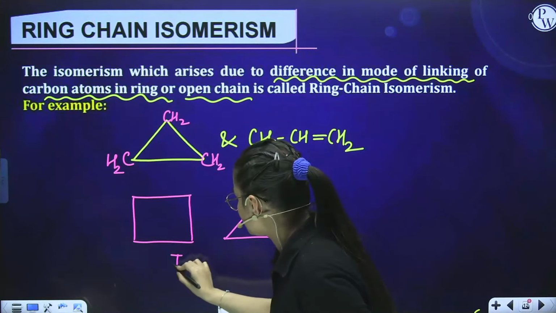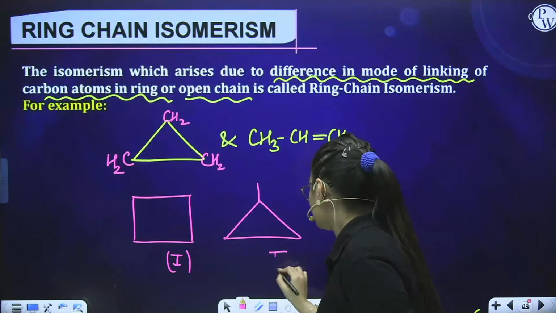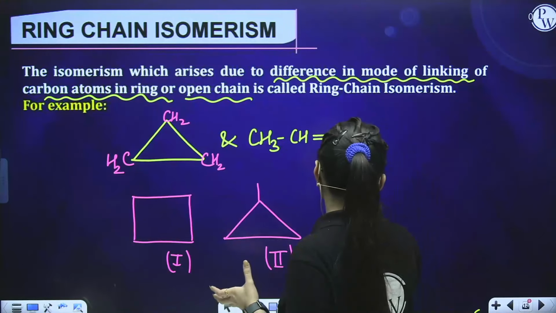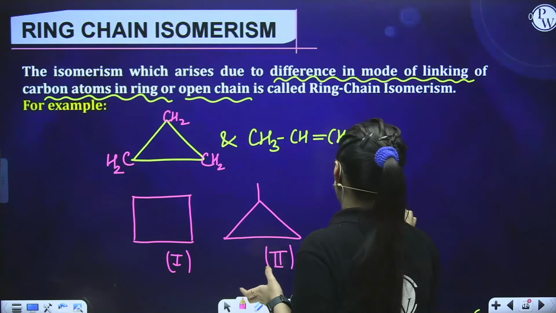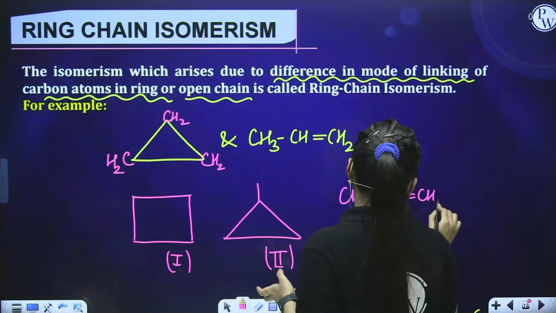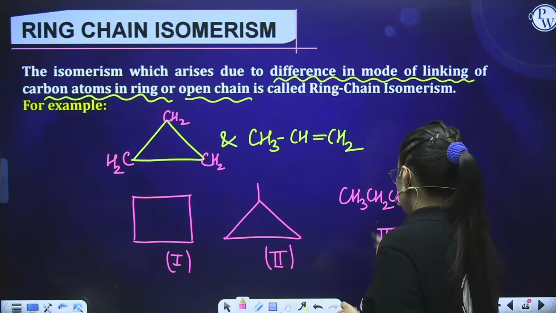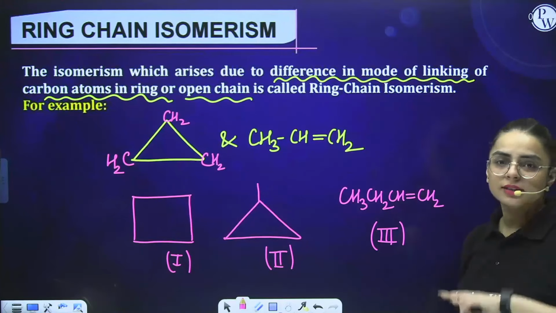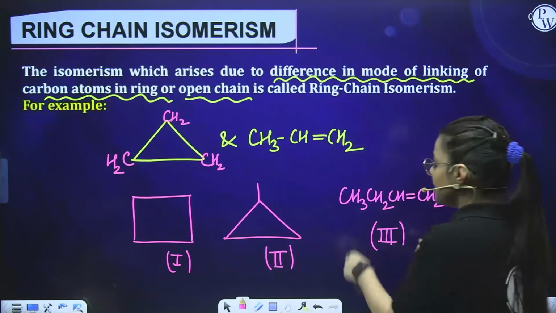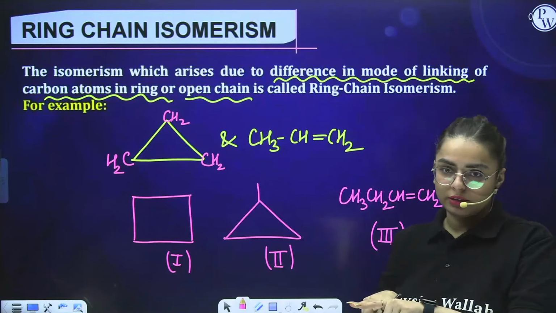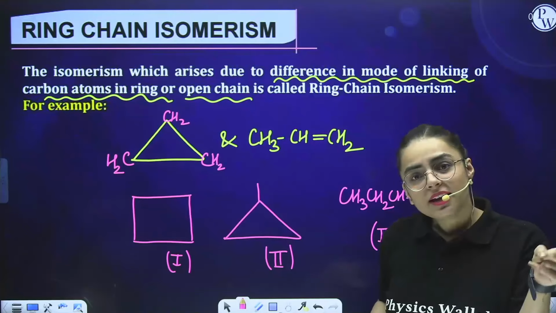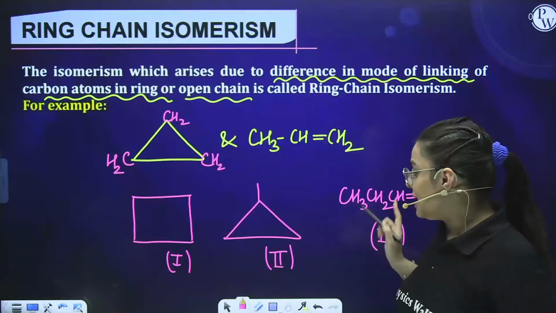Let us say this is our first compound. Let us say this is our second compound. And if I talk about the third compound, I would say this is my third compound. Now, let us compare the first and the third compound. First and third compound are ring chain isomers of each other. Second and third compound are the ring chain isomers of each other. Not first and second. One should be ring, another should be open chain. Clearly, linkage should be different, student.